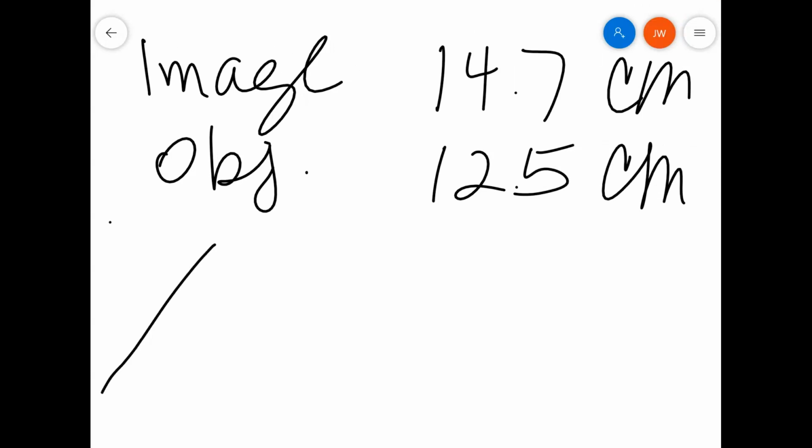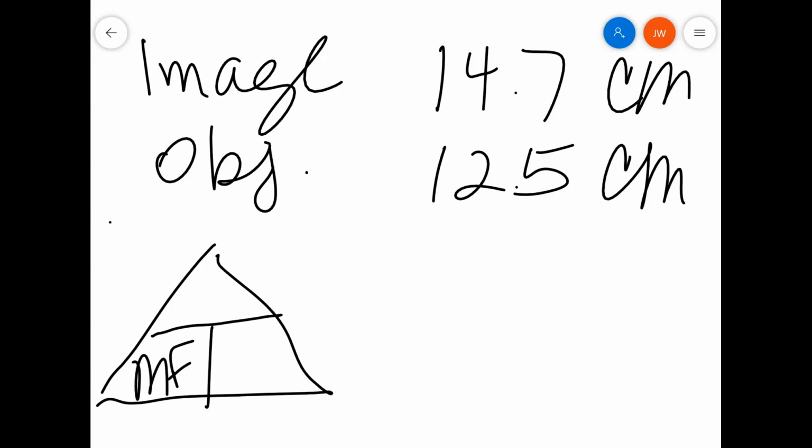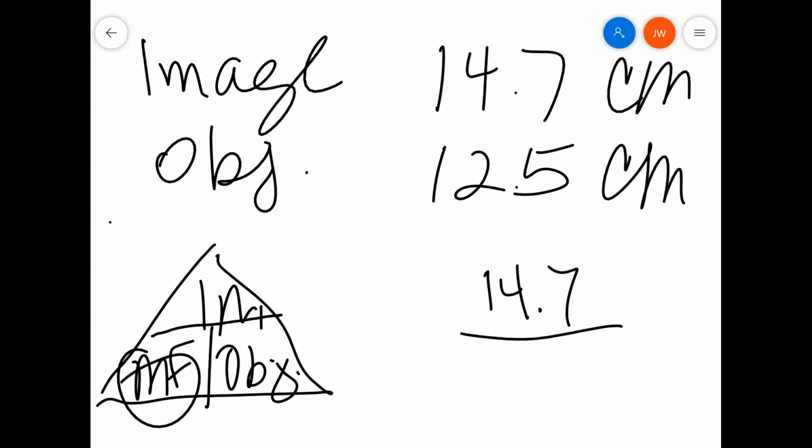And if you remember our friend the triangle, we know that the magnification factor equals the image size over the object size. And if you remember that saying from an old student, mofo, I'm out. So basically, to figure out the magnification factor, we need to take the image size and divide it by the object size, and then we would get the magnification factor, which in this case is 1.17.